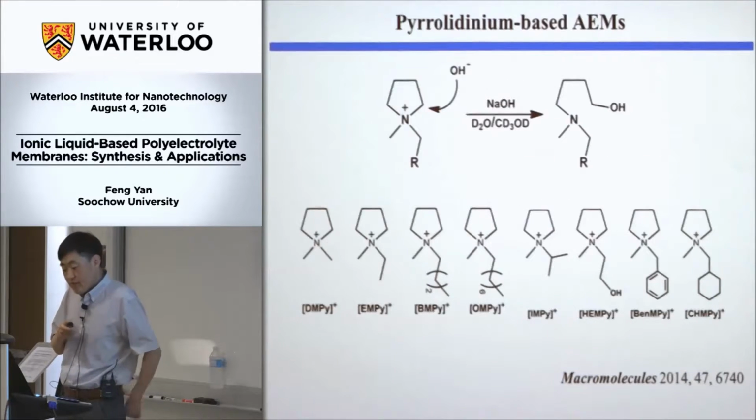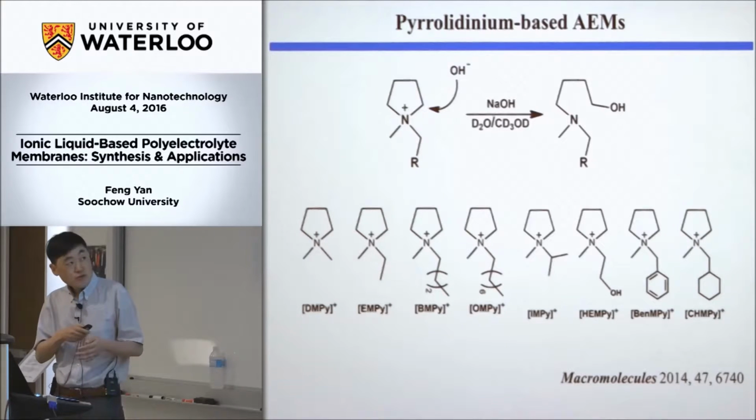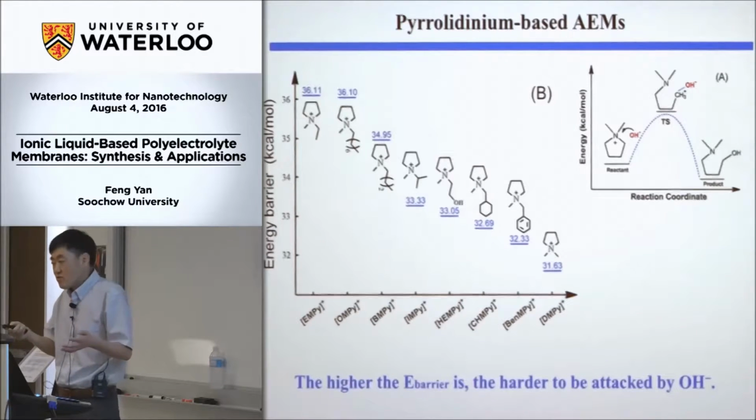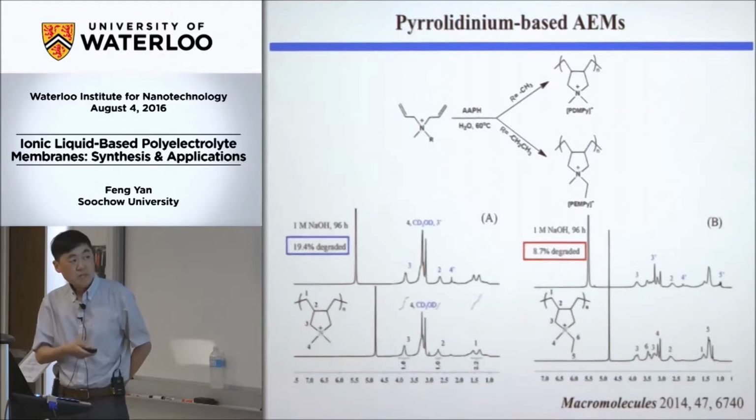So after the results on imidazolium cations, we also tried other cations. We did the same thing, used different substitutions, and characterized their stabilities. And finally, we found that this kind of result can be easily repeated in other types of cations, and we got the membranes.